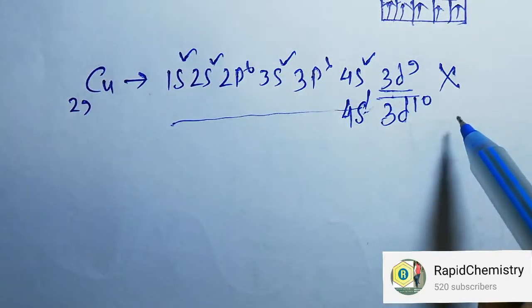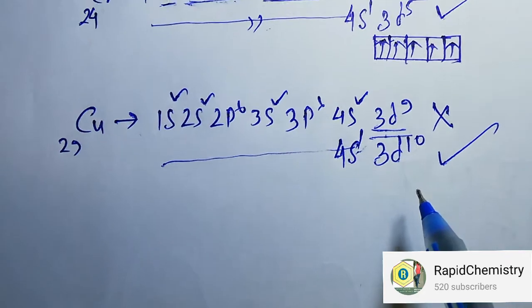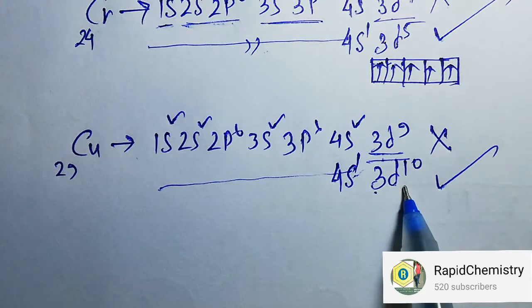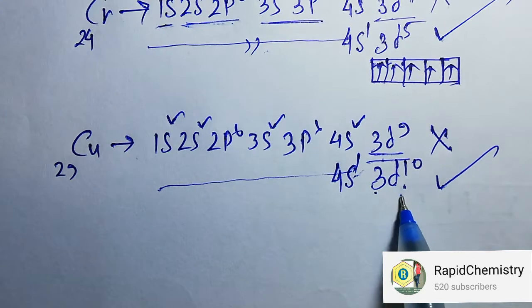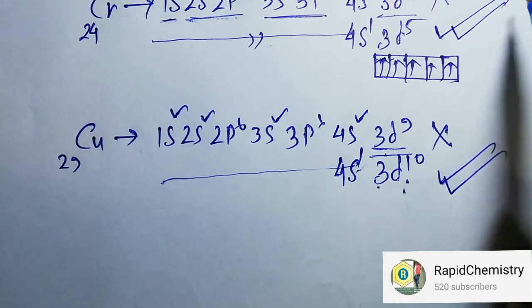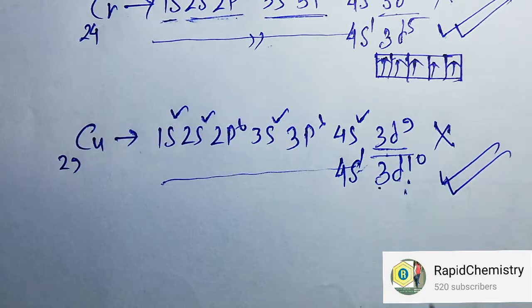Whenever the d orbital is half filled, that is d5, or fully filled, d10, it is very much stable, and that's why we have to follow that electronic configuration. Just remember that one, very important.